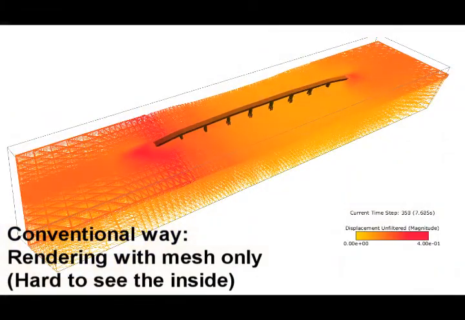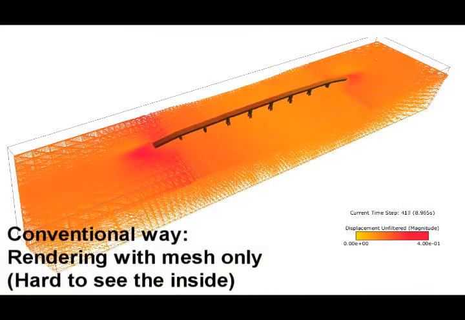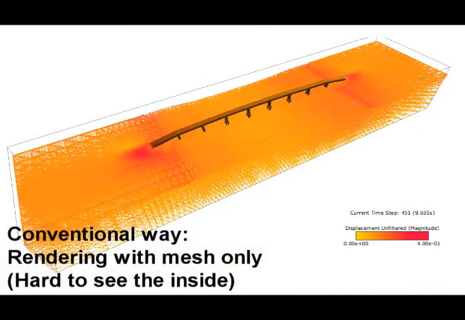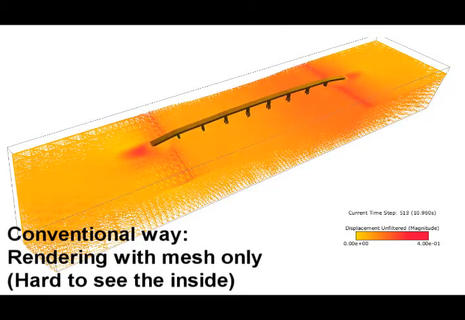Here we show the dataset using traditional wireframe-based rendering. The colors represent the magnitude of the node displacements. However, it is difficult to see the underground motions as the inner portions of the mesh are occluded by the outside.